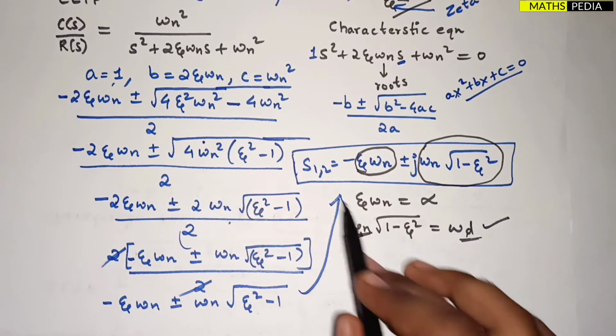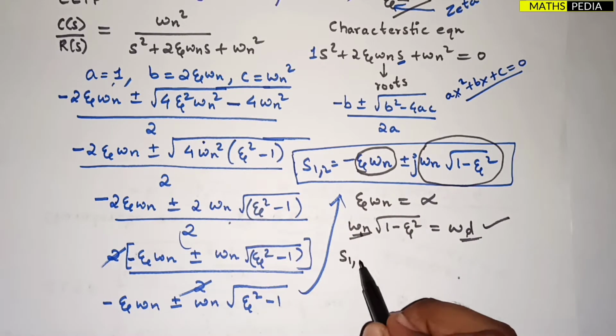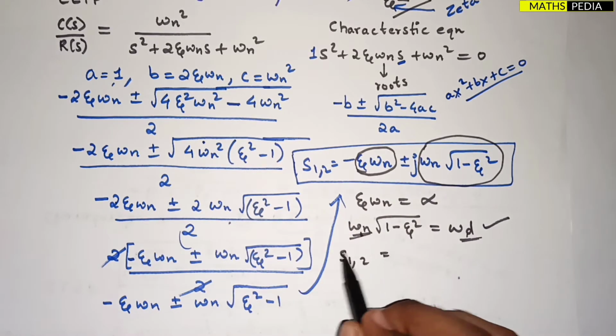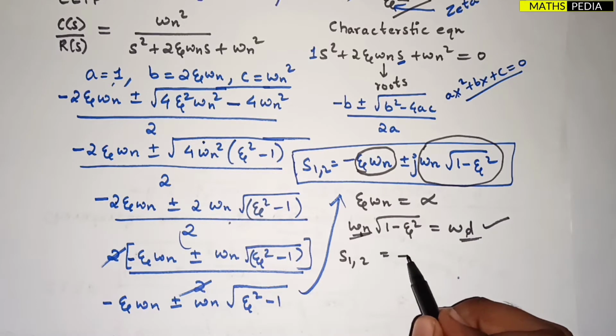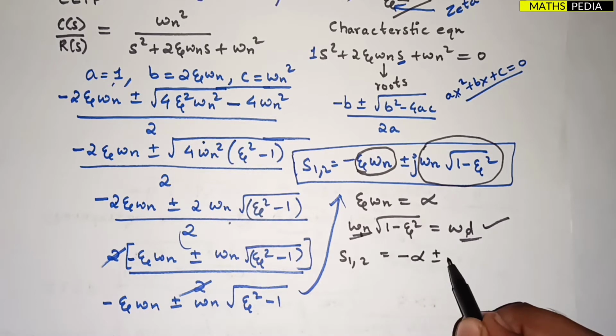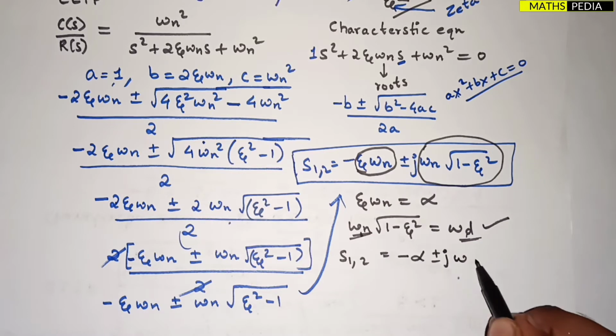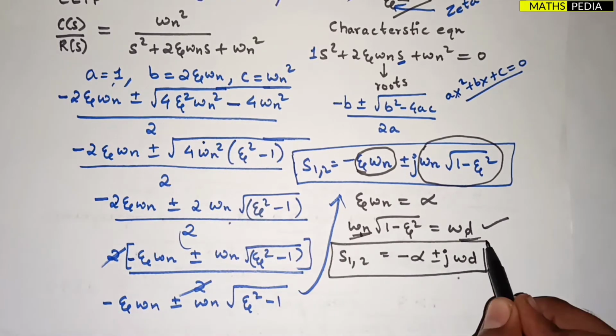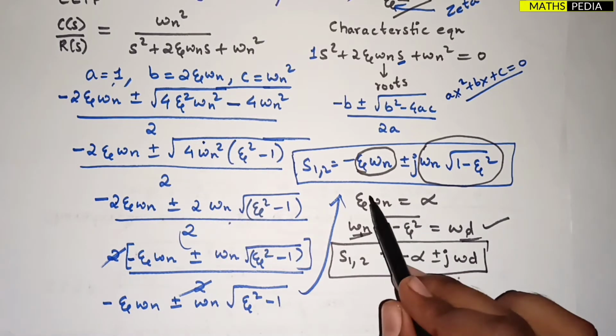So what will happen to the roots? Now it will become s 1, 2, meaning both the roots are included, minus alpha plus or minus j omega d. So this will be the final roots, as I have assumed these things.